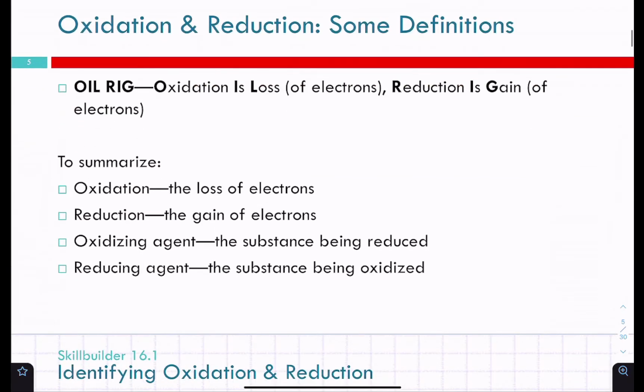So the mnemonic for remembering oxidation and reduction is OIL RIG. There are some other ones if you don't like those. I like OIL RIG because it's very concise. There's no extra words there. Oxidation is loss, reduction is gain, right? OIL RIG. And in both, we're talking about transferring electrons.